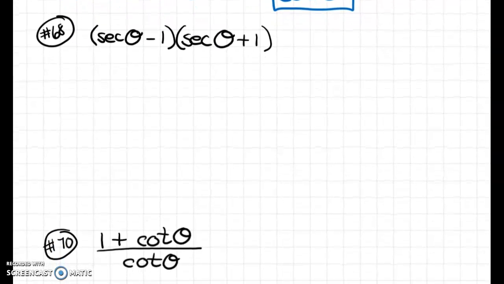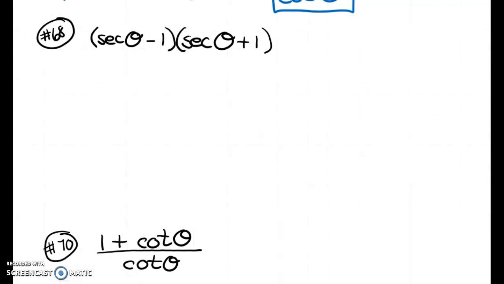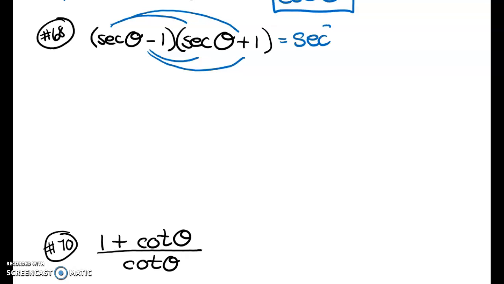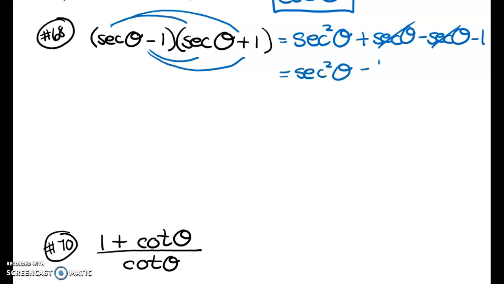All right, so now I have number 68, and I like this one because this one is just foiling, right? We're going to distribute this first term and the second term across the two terms in my second expression. So I get secant squared of theta plus secant of theta minus secant of theta minus 1. These will reduce out to give me secant squared of theta minus 1.